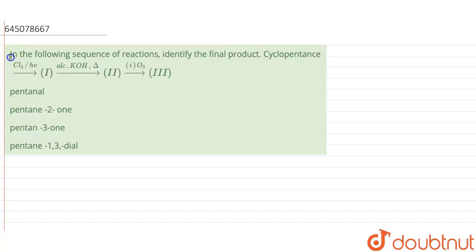Hello everyone. So in this question it is given that in the following sequence of reactions, identify the final product if cyclopentane is treated with Cl2, light and H2. So it is cyclopentane, it is not cyclopentanes. So we can just cancel this C and this is cyclopentane.